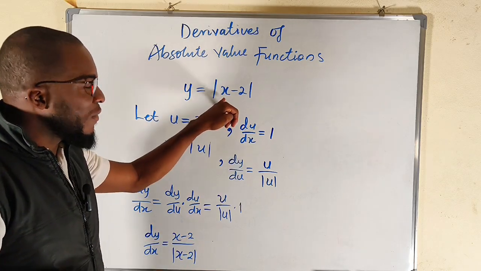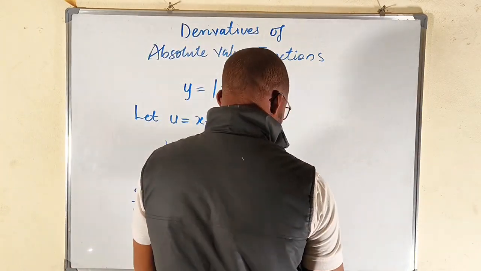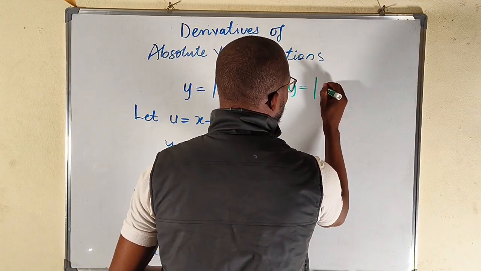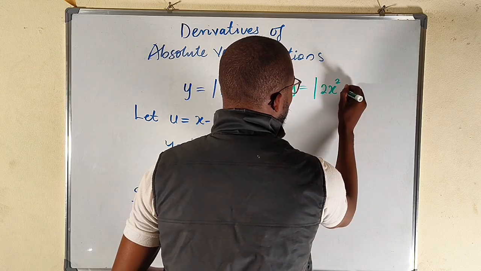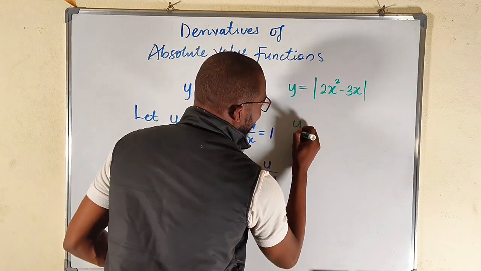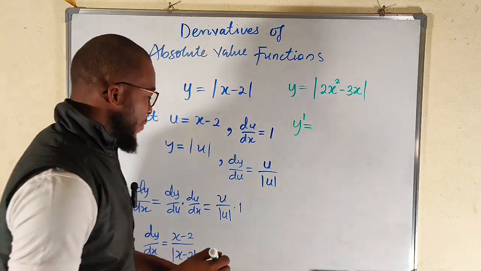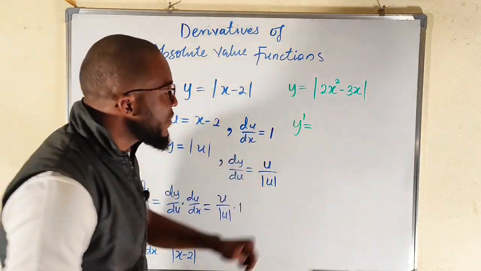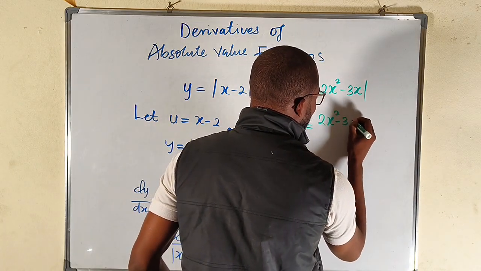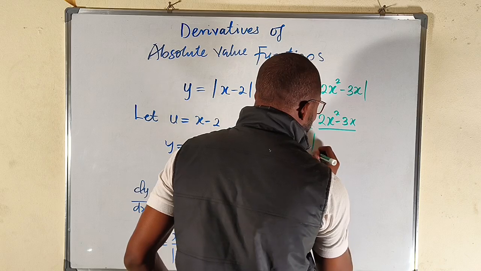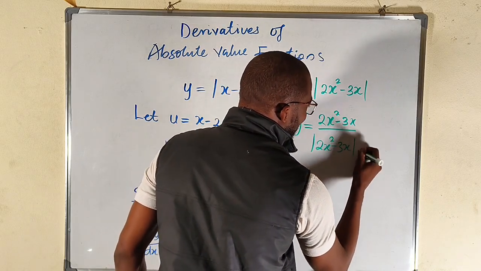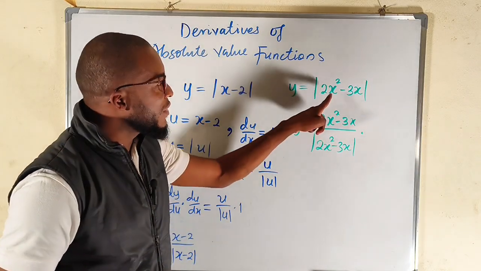So in general, you can always take the function inside, divide by the absolute value of the function, then multiply by the derivative of that function. Let me give you an instance. If y is equal to the absolute value of 2x squared minus 3x, for example, y prime is equal to, you see, the function inside, that is 2x squared minus 3x, divided by the absolute value of that function, 2x squared minus 3x, multiplied by the derivative of the inside.